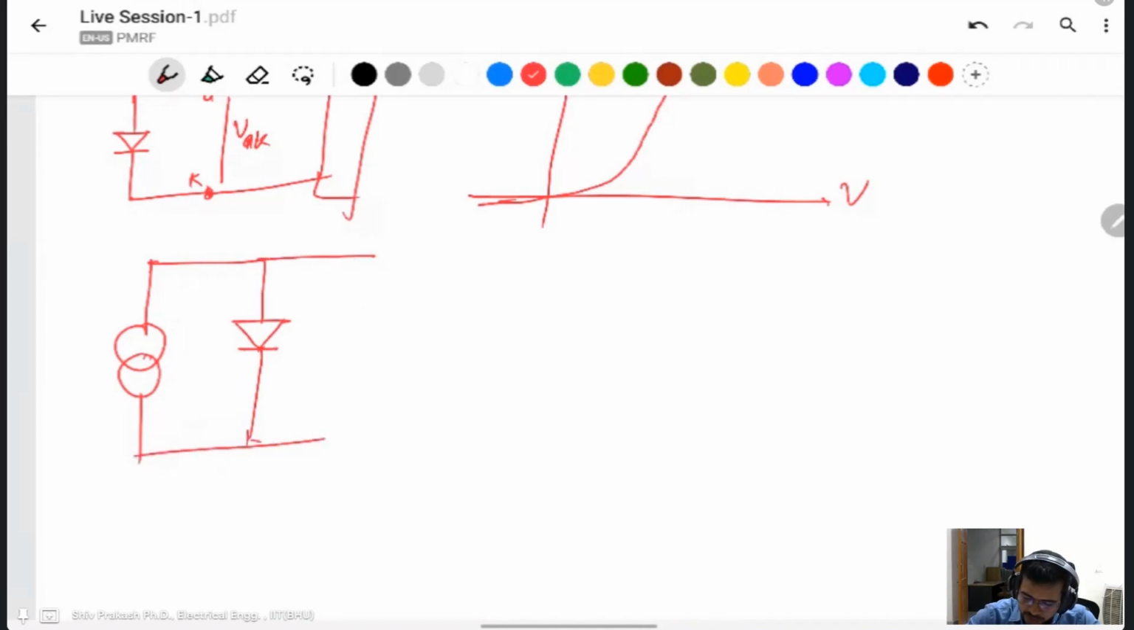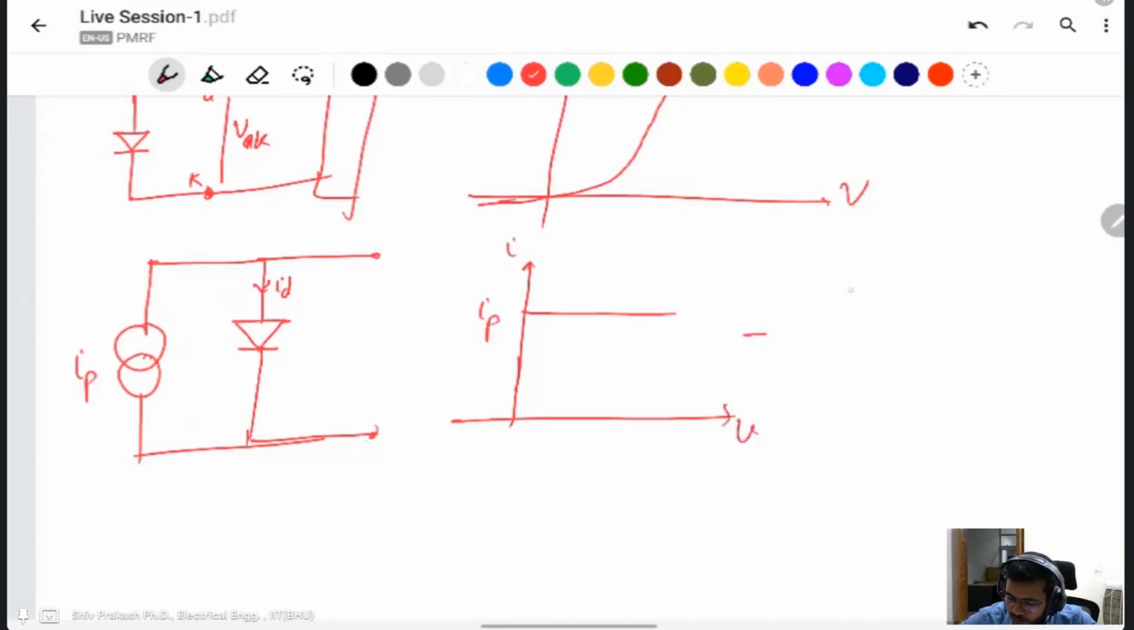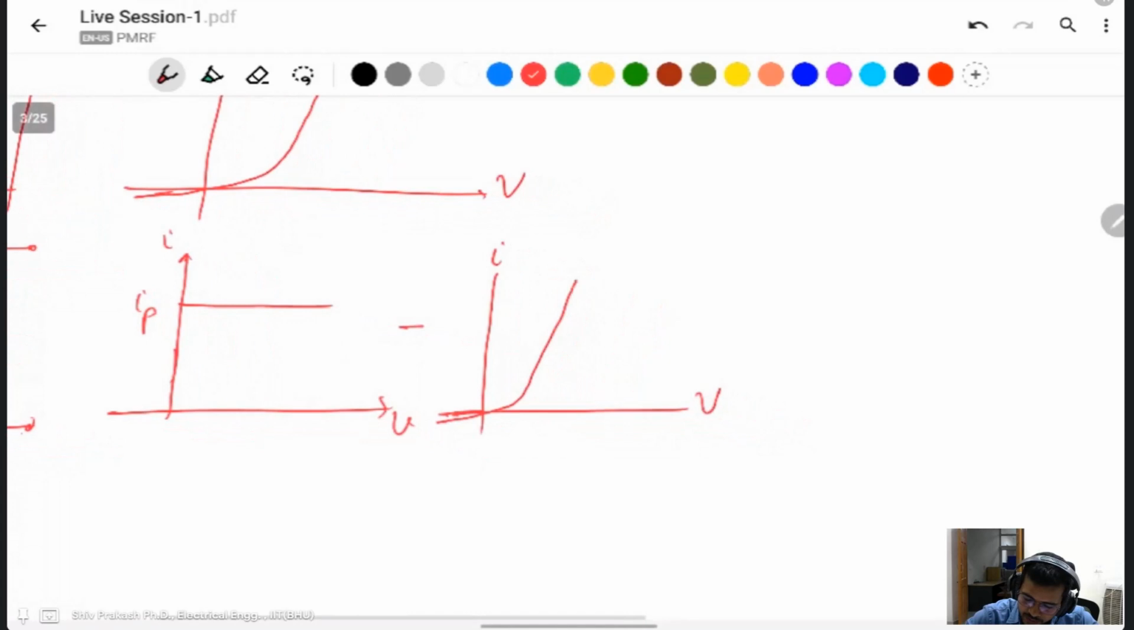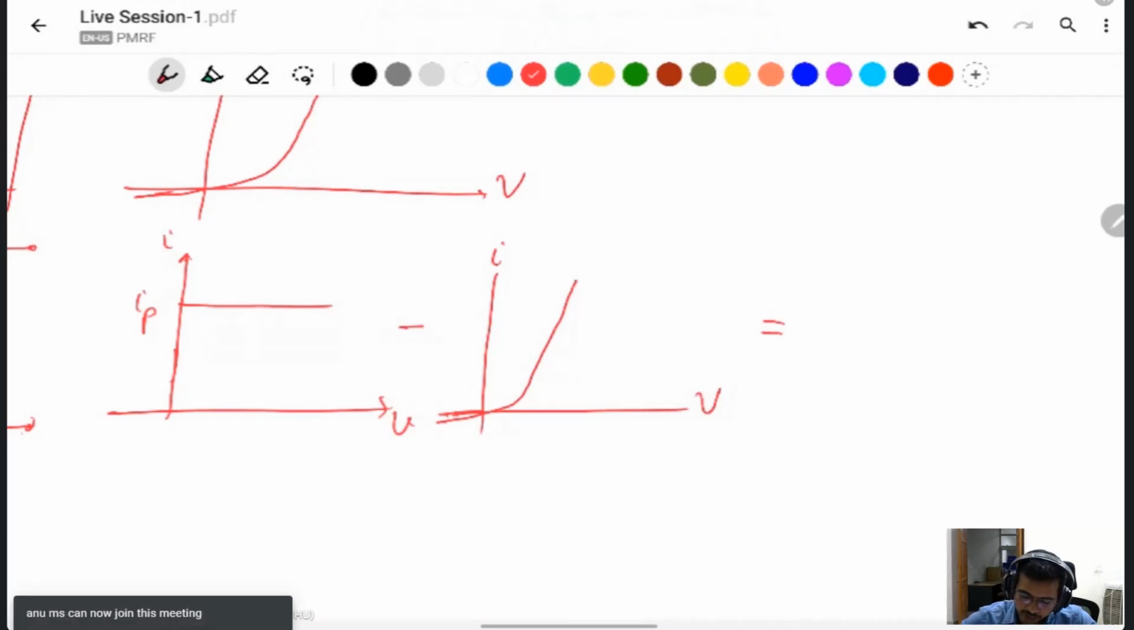The same diode is connected here. This is the system. The photovoltaic current is represented as IP, and this is the diode current ID. This is a constant photovoltaic current IP. Suppose you have a constant current IP, and this is the diode characteristic. If you subtract the diode current from this, you can find the solar PV IV characteristic.